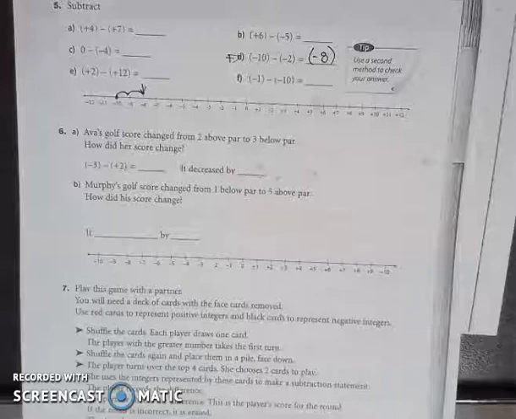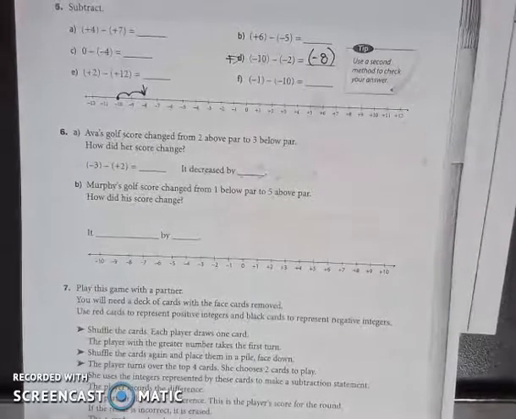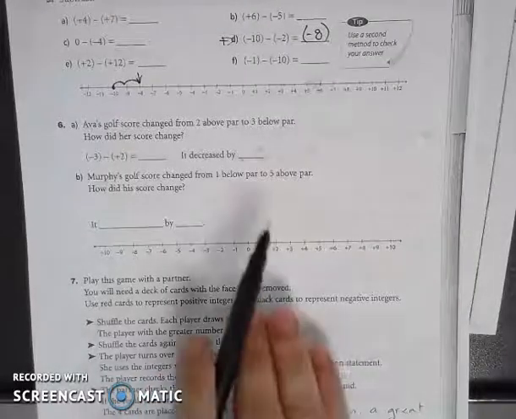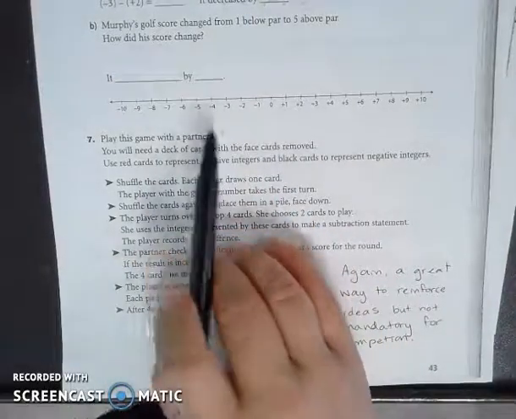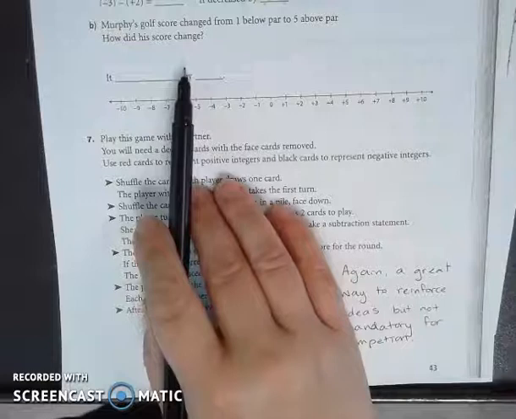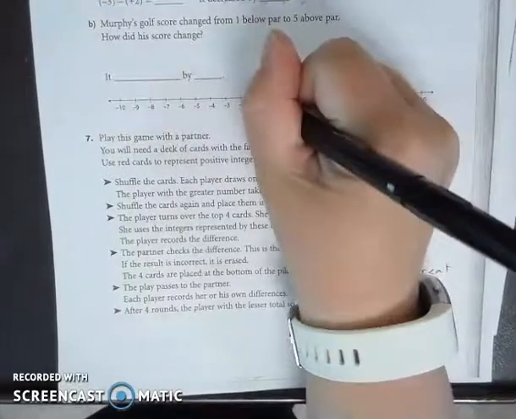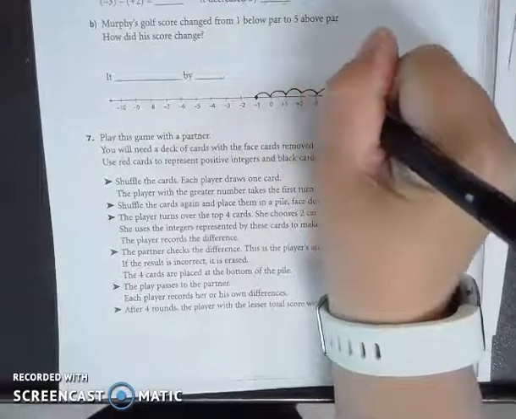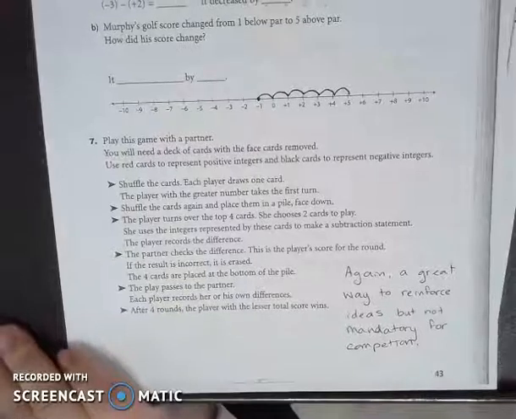Ava's golf score changed from 2 above par to 3 below. Good job, Ava. How did her score change? It's saying how much did she decrease by. So it's the same sort of subtraction question that we've been doing. Murphy's golf score changed from 1 below par to 5 above par. It was here, and it went to 5 above. So we're going to see how many jumps we did to get to 5 above, and then you're going to be able to tell me how much his score changed by.